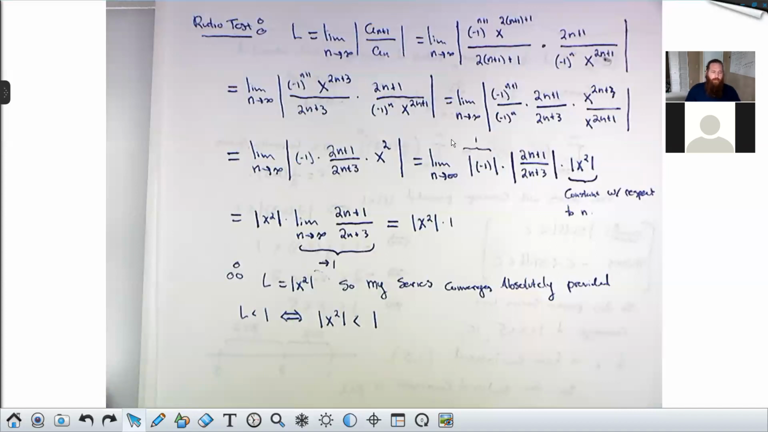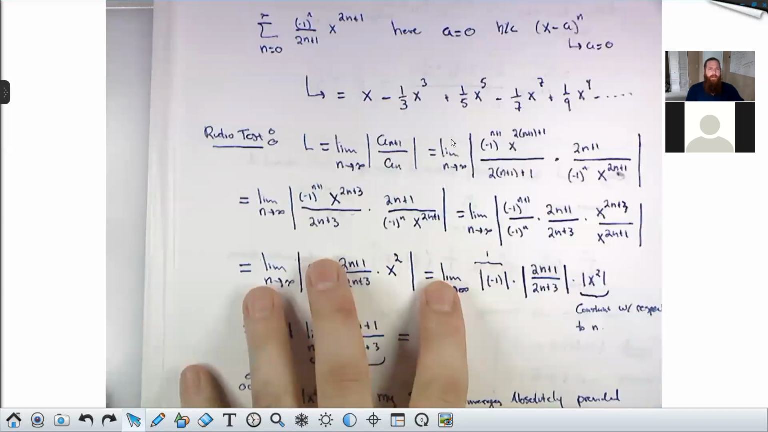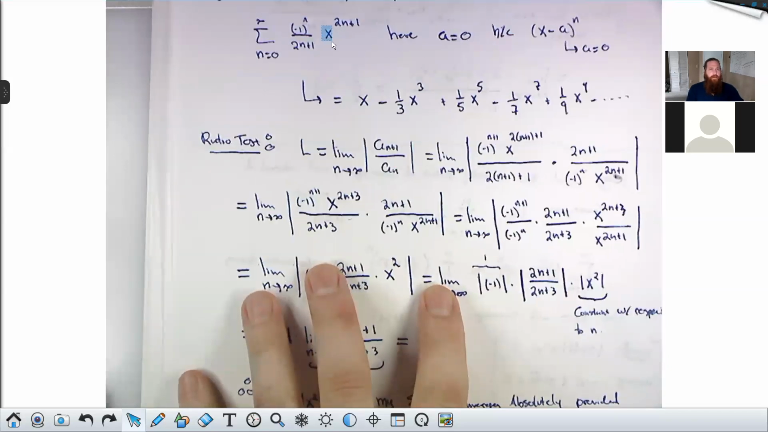Also, the other tests would be really hard to run here because the other tests all involve something that would be complicated by this x. So because I have this extra variable x in here, I would have a hard time doing any of the other tests because it's hard to compare.